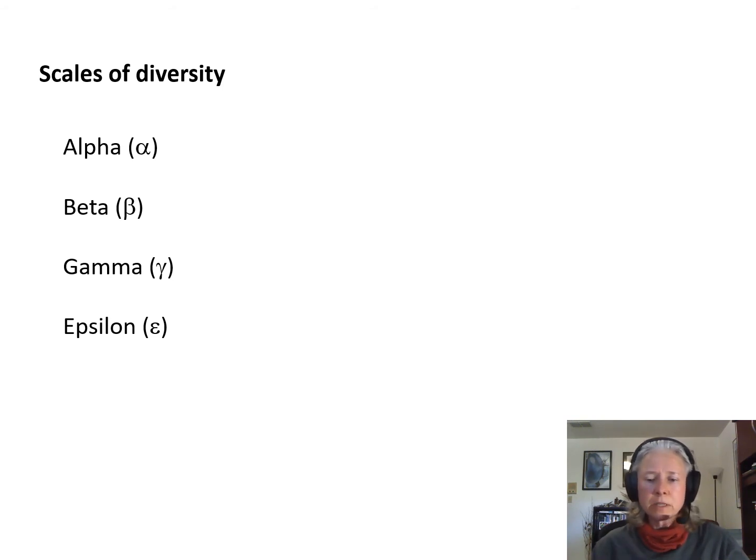Gamma diversity is sometimes called landscape diversity, or the diversity of species found within a region of multiple habitat types. And then finally, epsilon diversity is the diversity of a biogeographic province or biome.